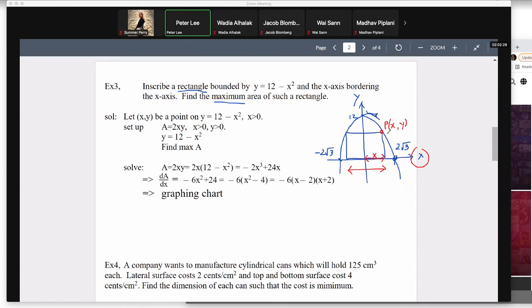Okay, so we call that P, and so now we have this x and this guy we call y. Now it says here find the maximum area. That's the objective function right there. The function which shows up immediately after the word maximum or minimum is the objective function. And this is our rectangle right there. So we draw a rectangle.